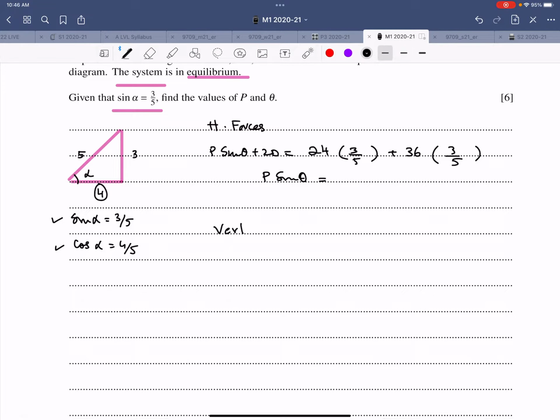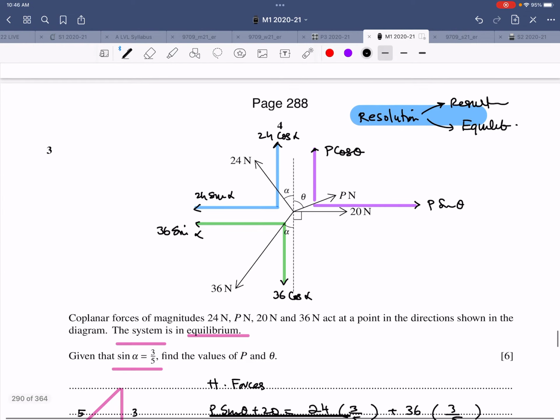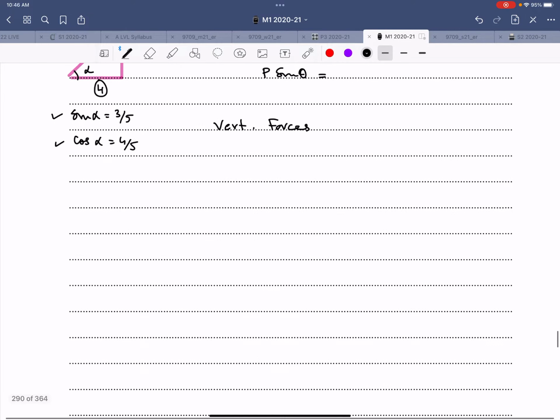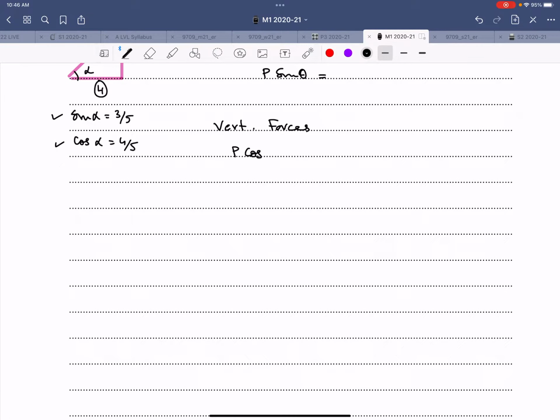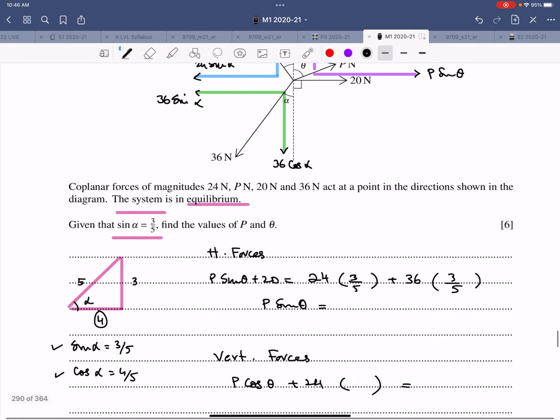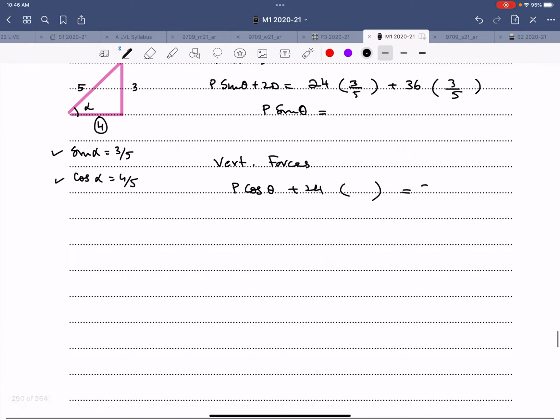Similarly, when you talk about the vertical forces, those going up should equal those coming down. P cosine theta plus 24 cosine alpha should equal 36 cosine alpha. What's cosine of alpha? That's 4 over 5. That's 4 over 5. Hence, you can make P cosine theta the subject.